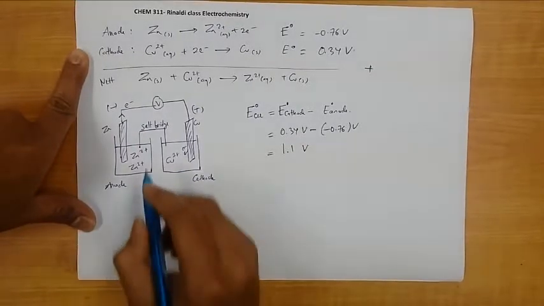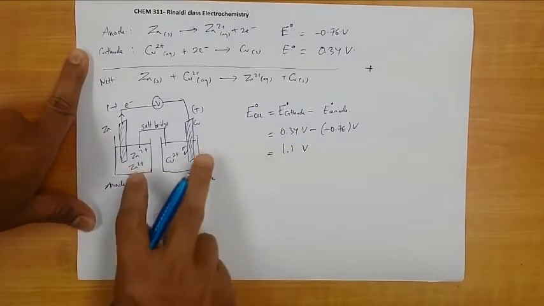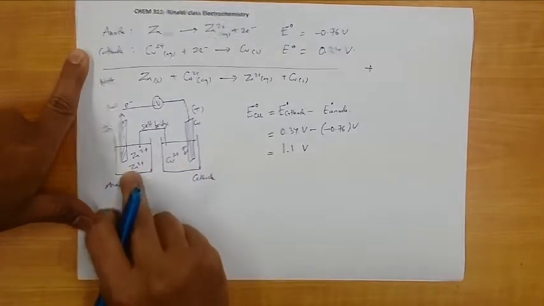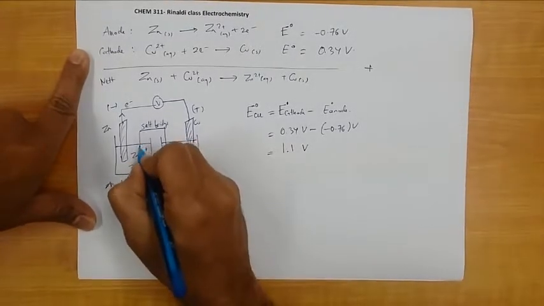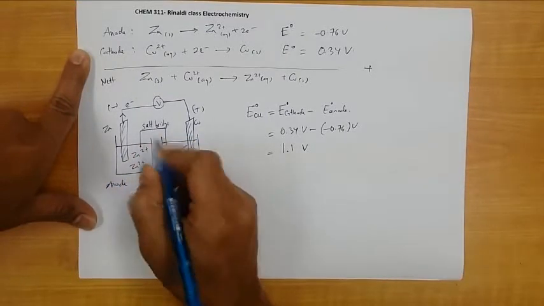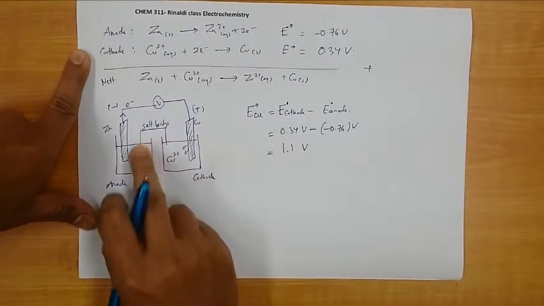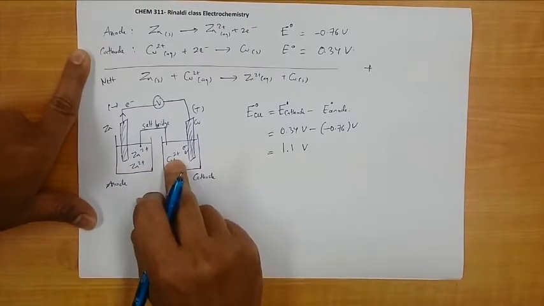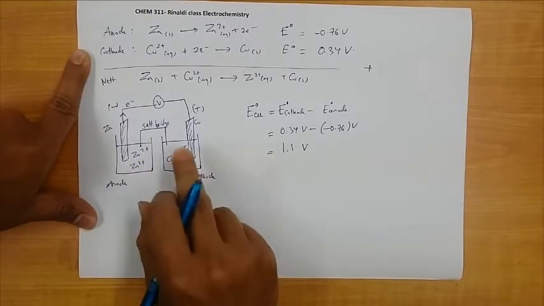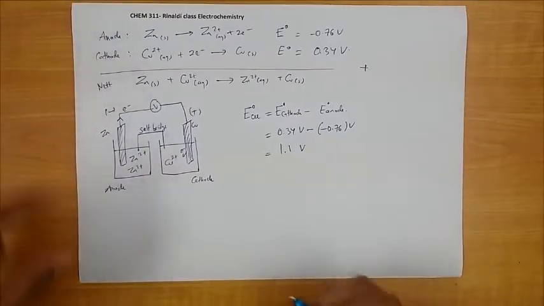So what will happen? You will have a charge imbalance. You will have more positive charge here and less positive charge here. So this is the job of the salt bridge, to neutralize that. Okay, to neutralize the excess positive charge and excess negative charge here. Okay.